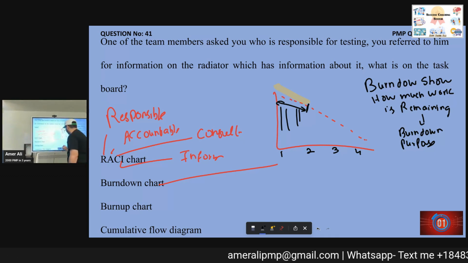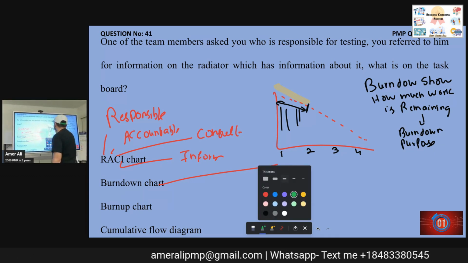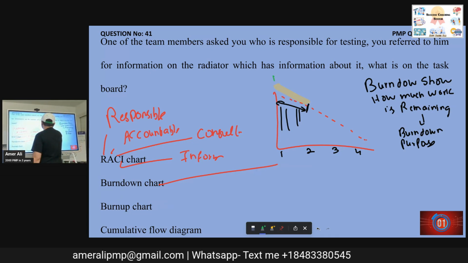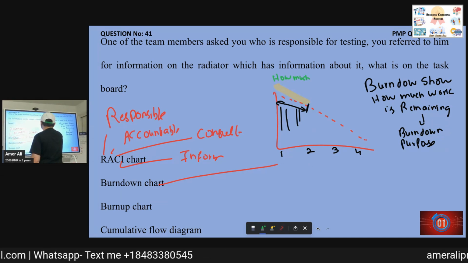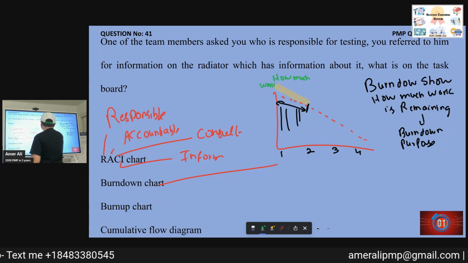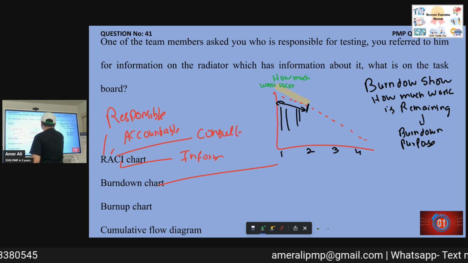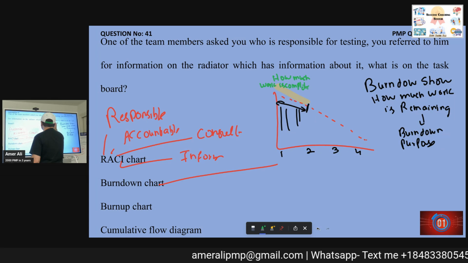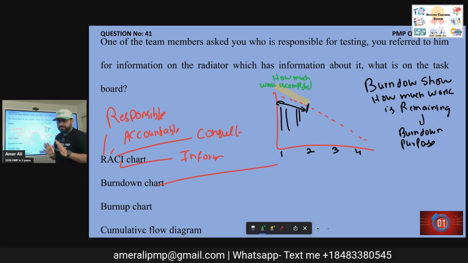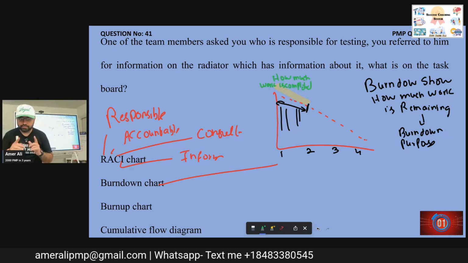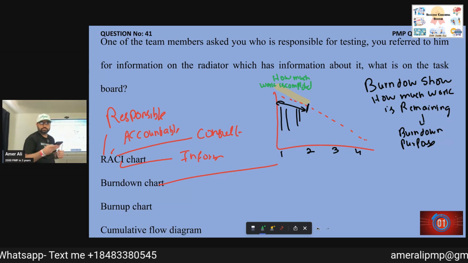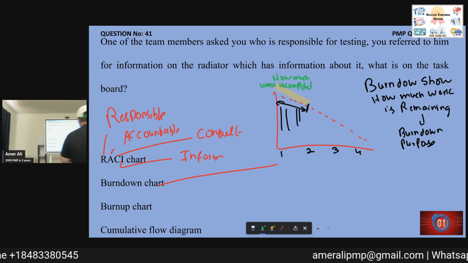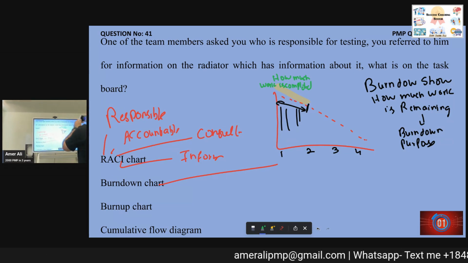This highlighted area, this is a very interesting thing: how much work is completed. Is that clear to everyone? This is an important thing here because 2-3 students got confused here. Okay, that's a very important thing here.